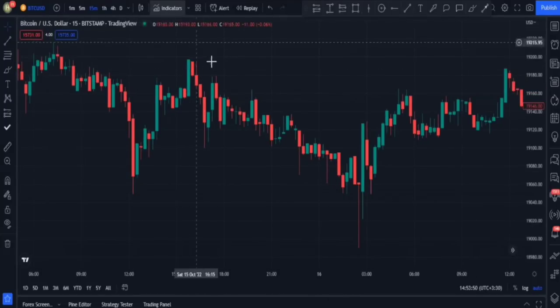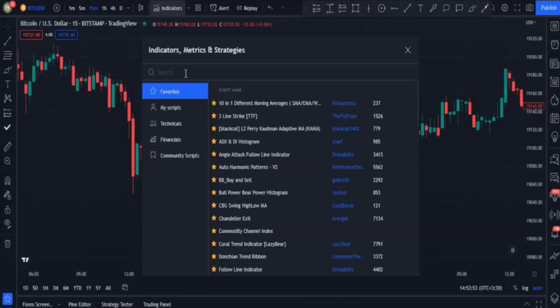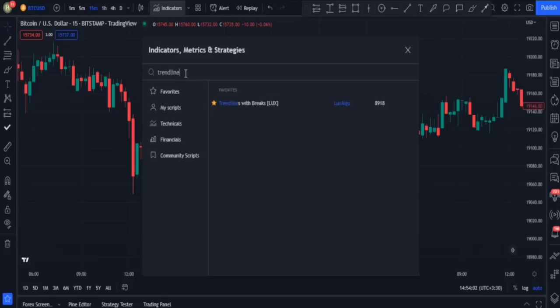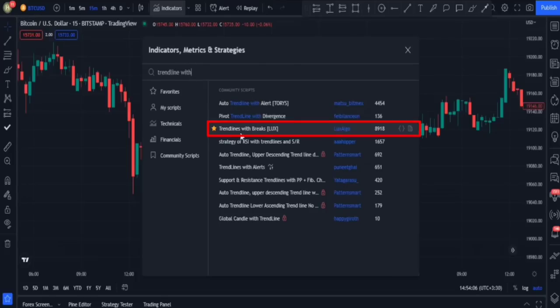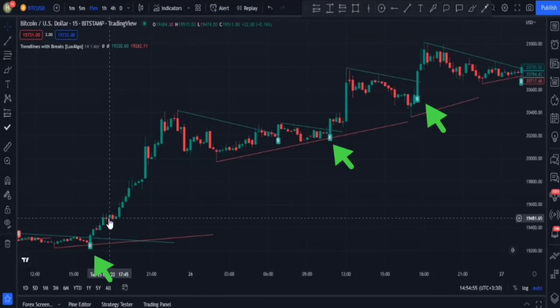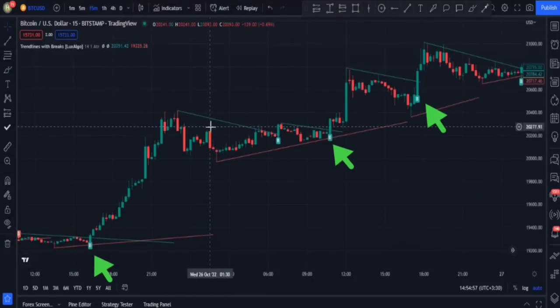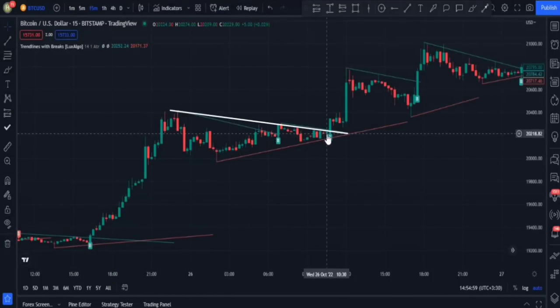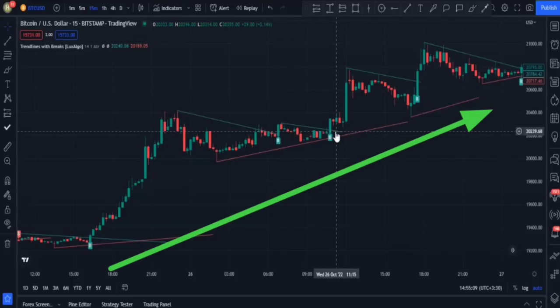So open the Indicators tab and type trend lines with breaks in the search bar. Now add this indicator that you see here, trend lines with breaks made by Lifecycle, to your charts. This indicator's signals are based on trend line breakouts. Anytime a trend line breaks, this indicator gives us a signal. As you can see, all of the signals are based on the trend of the market.